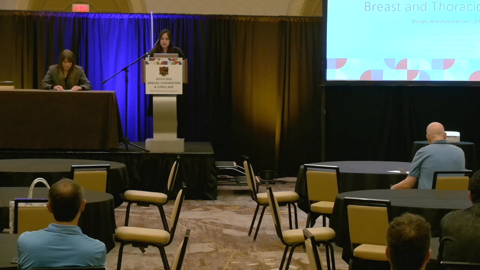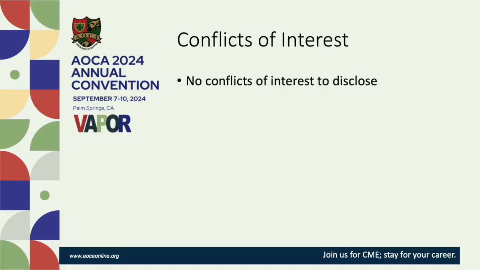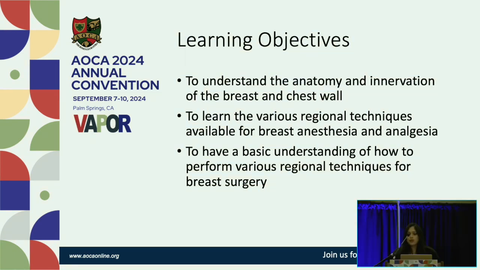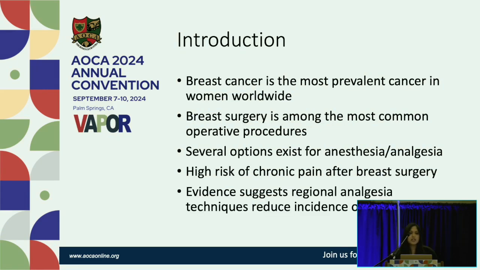So today I'll be talking about regional techniques for breast and thoracic surgery, focusing more on breast surgery. There's a lot to cover there. So I have no conflicts of interest to disclose. Some of the objectives, I want to just review the anatomy and innervation of the breast and chest wall, and then talk about the various regional techniques available for breast anesthesia and analgesia, and then go over how to perform these various regional techniques.